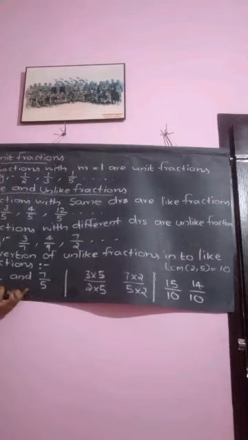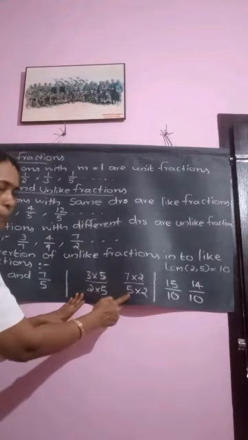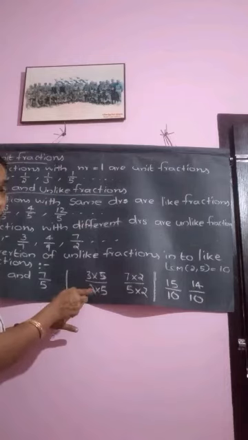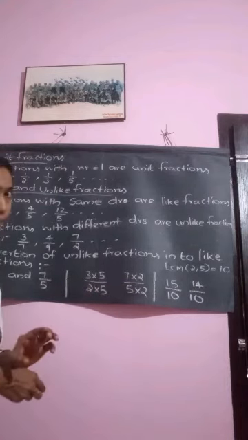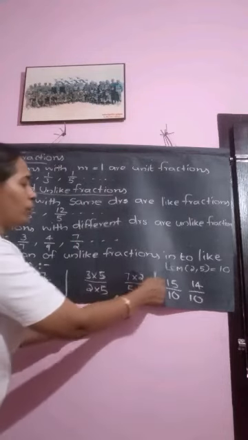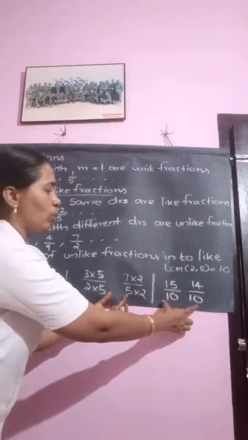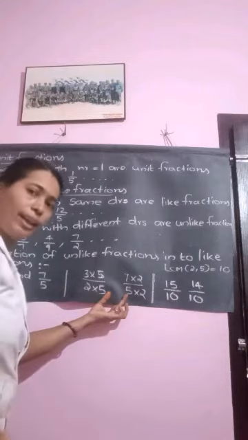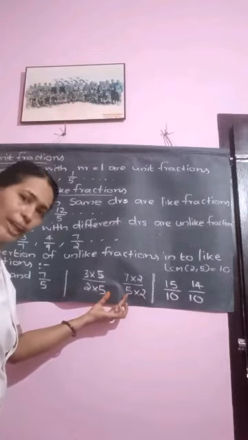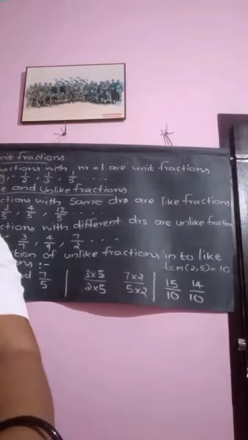First, the given numbers are 3 by 2 and 7 by 5 itself. Next we multiplied the first fraction by 5 and the second fraction by 2. Multiplication of a fraction means you have to multiply both numerator and denominator by the same number. That is 15 by 10 and the other one is 14 by 10. So look at these two. These two are fractions having the same denominator 10 and they are called like fractions.